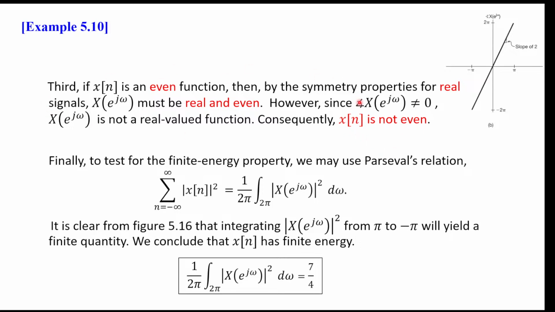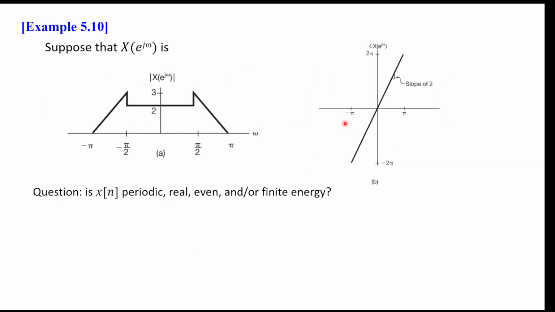Another way to see this is that we already know x[n] is real, and if x[n] is real and even, then big X needs to be real and even. But big X is obviously not real because it has a non-zero angle at a lot of omega. So big X is not a real function, so x[n] is not a real and even function. So it's not an even function.